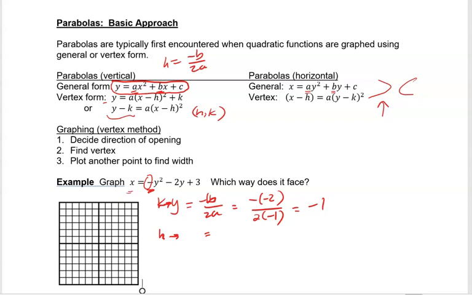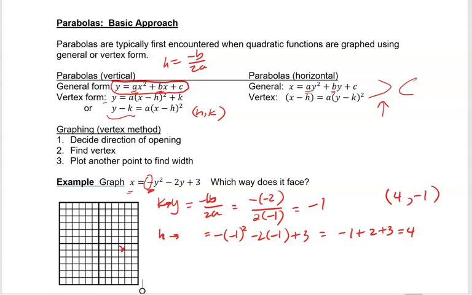So this will be equal to negative y squared, which is negative 1 in parentheses squared, minus 2 times negative 1, and then plus 3. So we end up with negative 1, positive 2, and then plus 3. So that gives us 4. So the coordinates of our vertex, our h is 4, and our k is negative 1. If we plot this on the grid, we've got the point 4, negative 1 is down here.